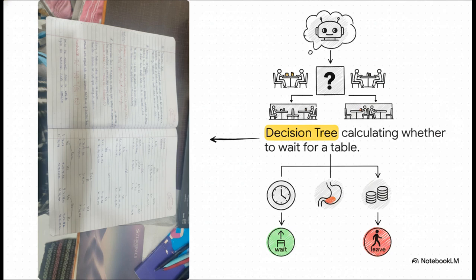What's the wait time? Or maybe, how hungry are we right now? It just keeps branching down, layer by layer, relentlessly slicing away uncertainty until it reaches a totally logical final action. Yes, wait, or no, let's leave. It is such a beautiful visualization of a machine making a strictly rational decision.